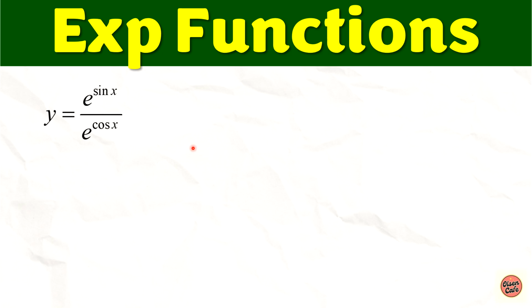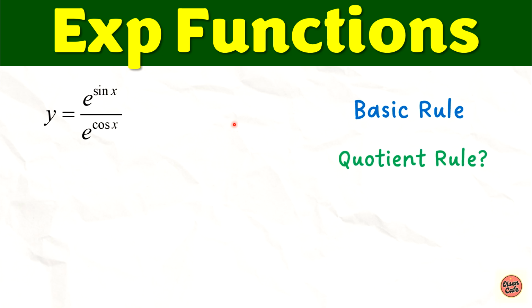How about these functions here? All right, there is a division between two exponential functions. So definitely we will need to use the basic rule. But at the same time, many of us will be thinking that since there's a division, we should use quotient rule. Do you really think so?